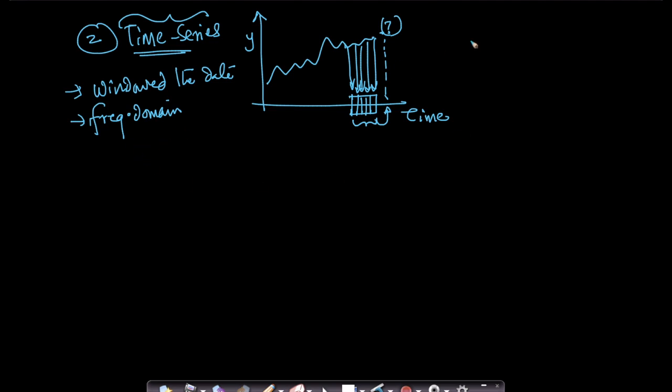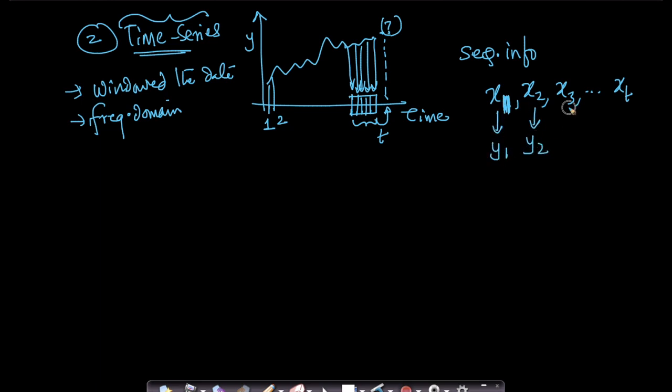But actually, time series is also a sequence information, right? Because you get one value after the other value. So you get your first x1 at timestamp 1. You have x1 at timestamp 1, x2 at timestamp 2, x3 at timestamp 3, and so on, xt at timestamp t. And for each of these x's, you have a corresponding y1, y2, y3, and so on and so forth, yt.